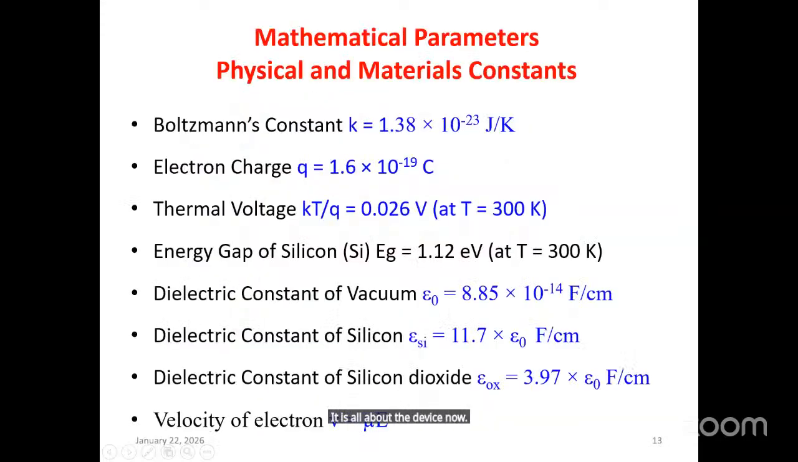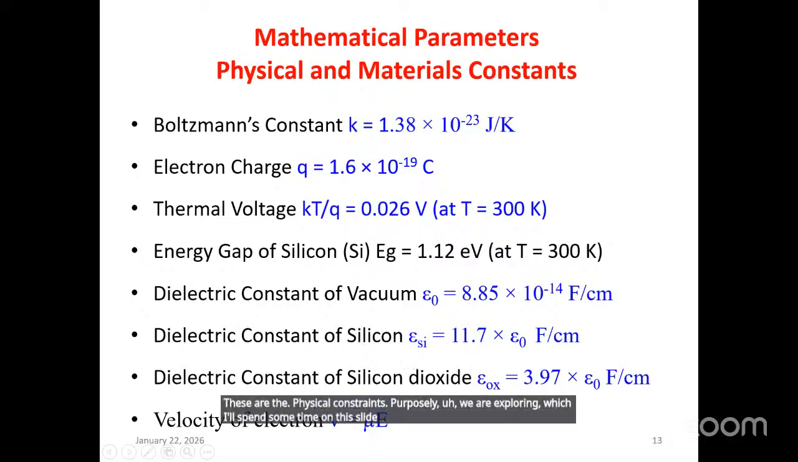Now, this is all about the simple theory of the MOSFET, on which the whole VLSI world has been working for more than 40 years. MOSFET is quite a mature device now in the market. Almost the complete commercial market, more than 99%, is captured by the MOSFET. All the ICs are made up of MOSFETs. These are the physical constants. Purposely, we are exploring them. We shall spend some time on this slide, and then we will go to the advanced devices other than MOSFET, which are very famous in modern electronics and industries now.